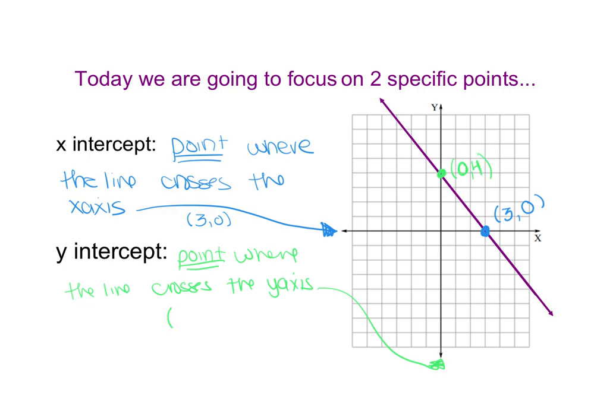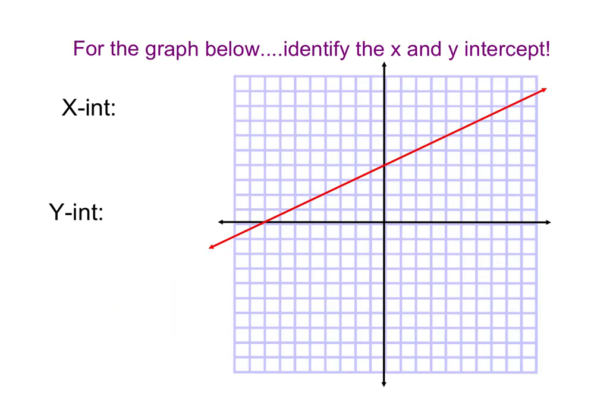So when we're looking for x and y-intercepts, we are looking for specific coordinates where we're crossing those specific axes. So we'll be looking for those as we identify them on the next few slides. So let's jump right in and look at another example.